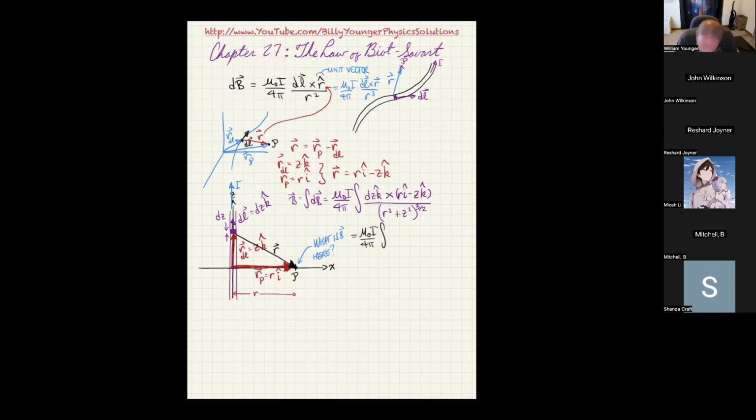Now, what we're going to have is dz times r, and then that's going to be k hat cross i hat. Notice how I didn't change their order. And then I'm going to have minus z dz k hat cross k hat. So that's like using the distributive property, but the distributive property for a cross product.